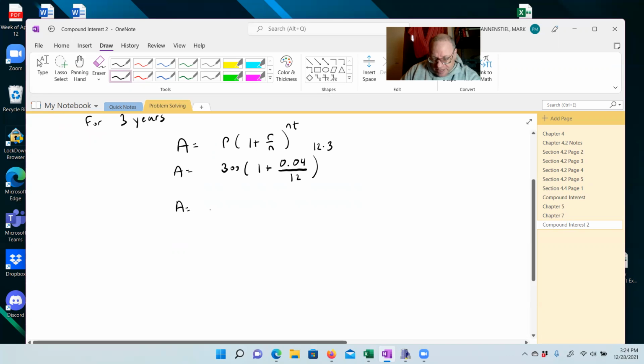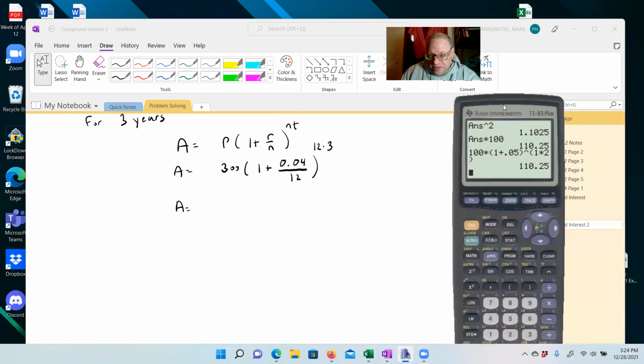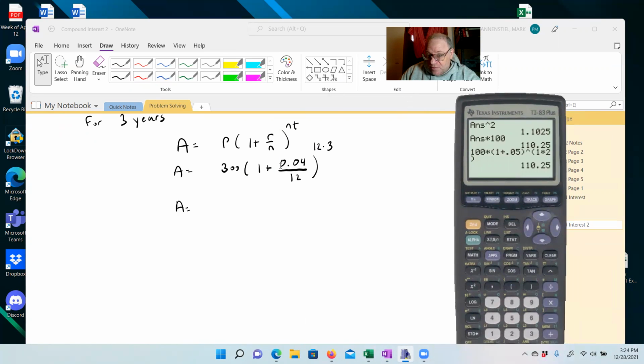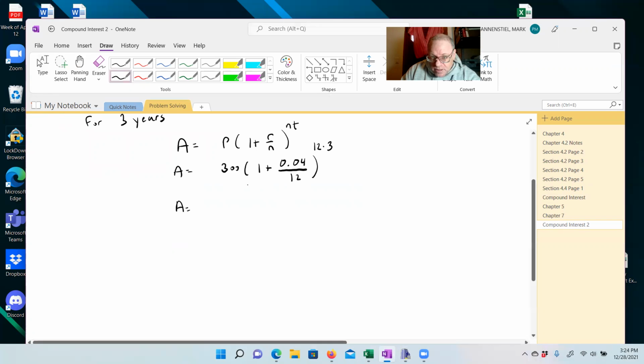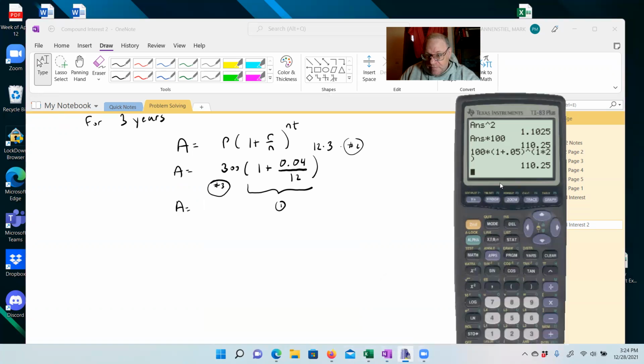Okay, so A is going to be equal to. And again, I grew up on calculators that were not this smart. You had to do things kind of backwards. So I'm going to do the parentheses first, raise it, and then multiply the 300. So this little bit here is going to be first, raising it is going to be the second step, and then we're going to be done and get our third step here: multiply this thing. That's just the order we're going to do this in.